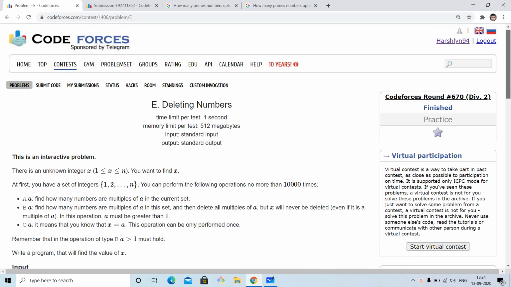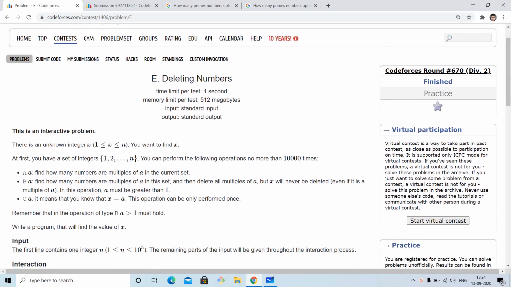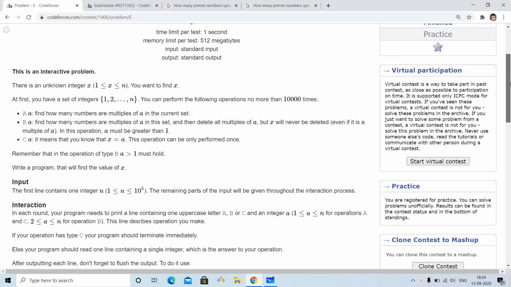Hello everyone. In this video, I am going to discuss problem E, Deleting Numbers, from Codeforces Round 670 Div 2. The problem is that we are given a set of integers from 1 to n and we have to find an unknown variable x. We can find x using queries of three types, and we cannot perform more than 10,000 queries.